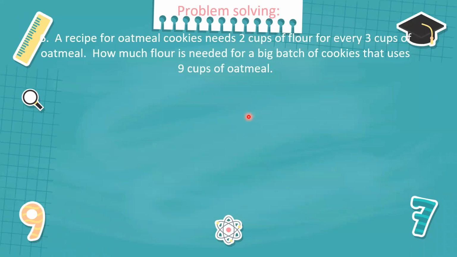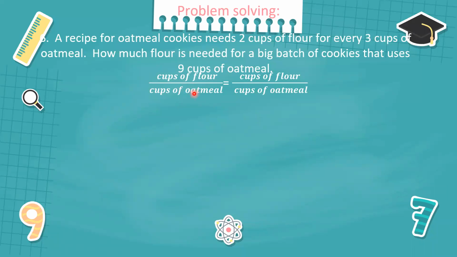Okay, let's move on to problem solving involving proportion. So a recipe for oatmeal cookies needs 2 cups of flour for every 3 cups of oatmeal. How much flour is needed for a big batch of cookies that uses 9 cups of oatmeal? So ang proportion natin is cups of flour over cups of oatmeal equals cups of flour over cups of oatmeal. So let's substitute sa mga given natin. So we have 2 cups of flour and 3 cups of oatmeal. So meron tayong 2 over 3 equals x over 9.